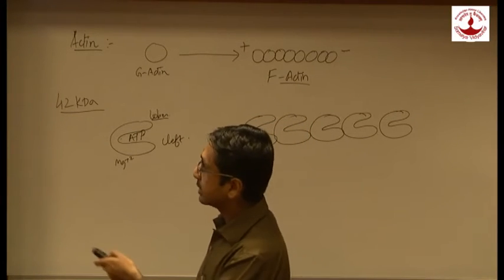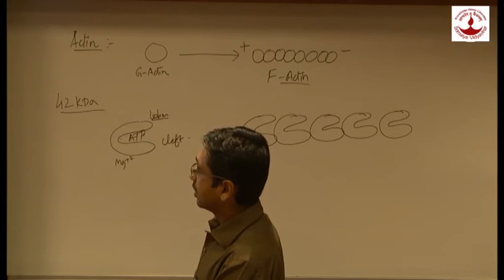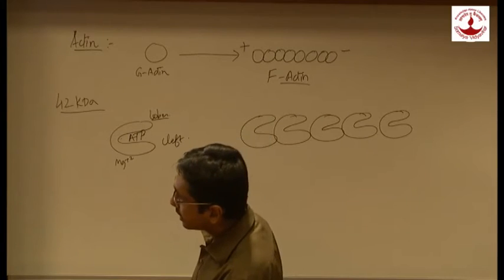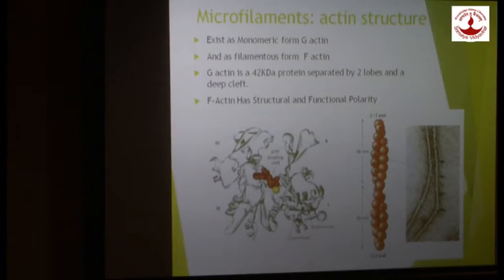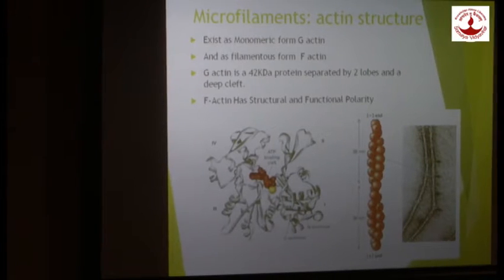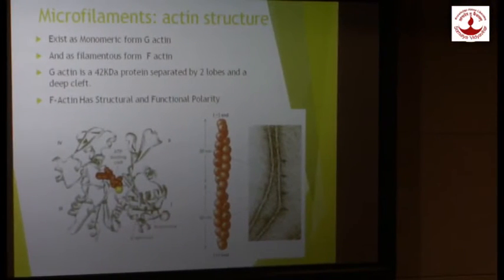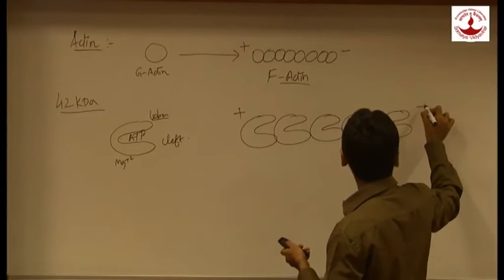Yes, you can see the structure. The two lobes have divided into four subdomains. The first and the third form the base of the monomer. The second and the fourth form the top. The red is the ATP, and the tail one is the magnesium. The bottom, the first and the third, form the plus end, and the top part is the minus end.